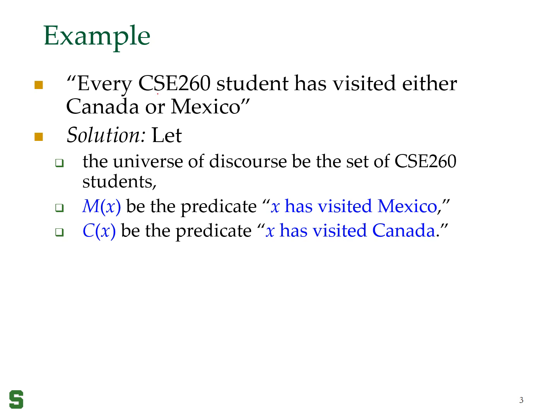We have an or. That means that we should be using a disjunction. And the answer will be, so here I have every student, so I have for all x, and in here I have C(x) or M(x), because the student has either visited Canada or Mexico.